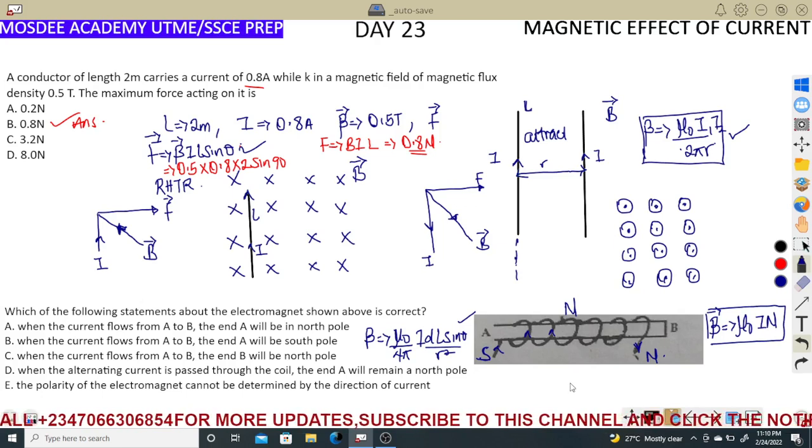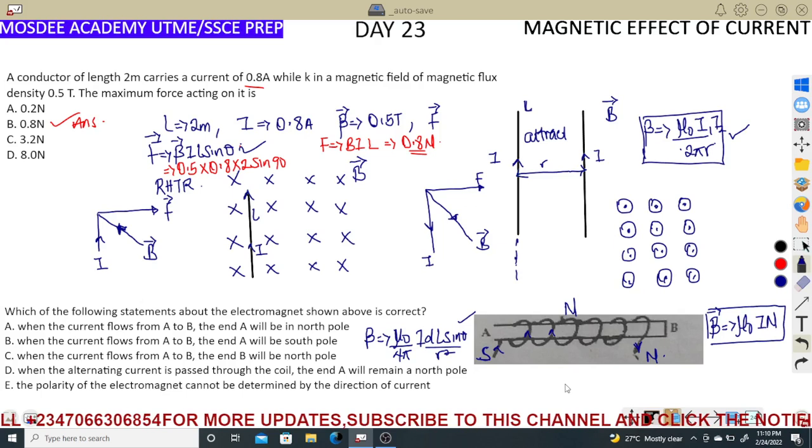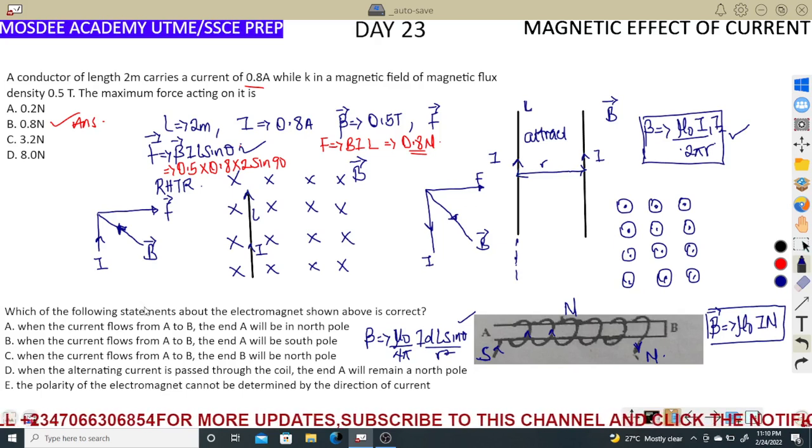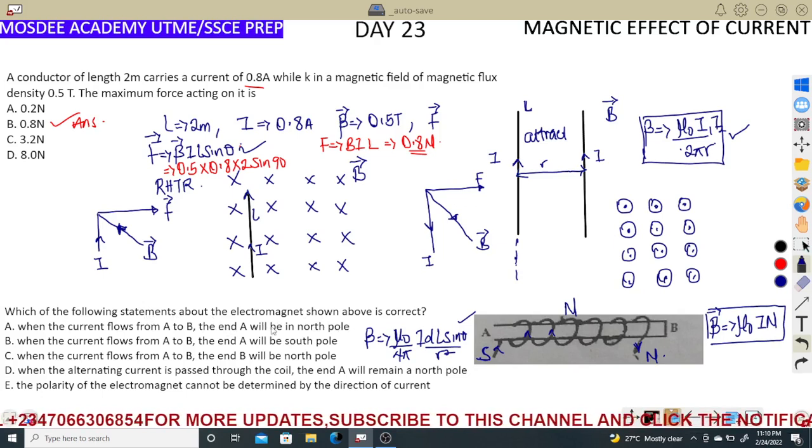All these things are not what you need. Like I do say, basic level is very easy to pass. Look at this question. Which of the following statements about the electromagnet shown above is correct?